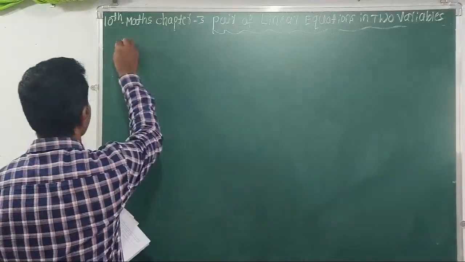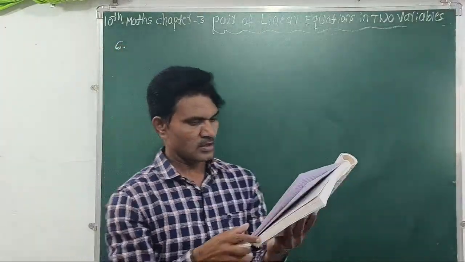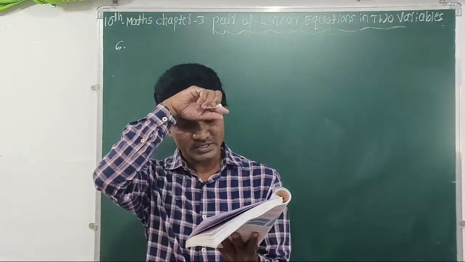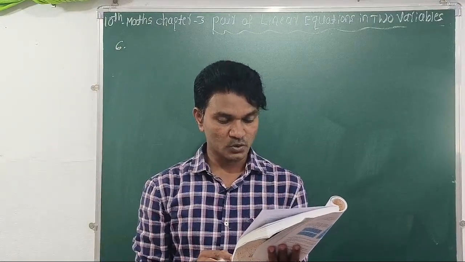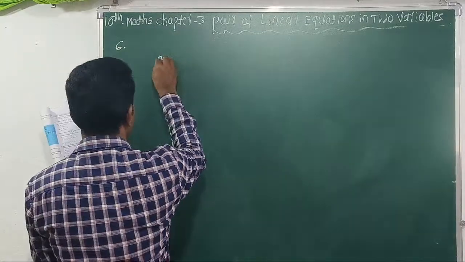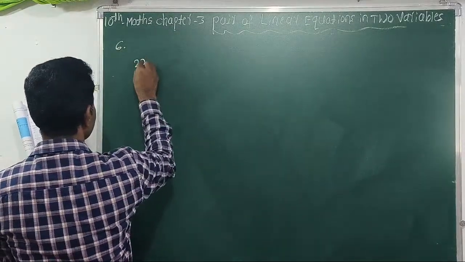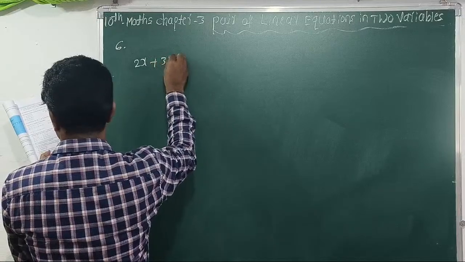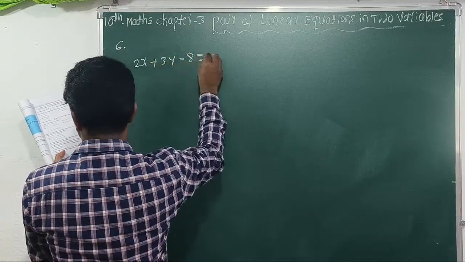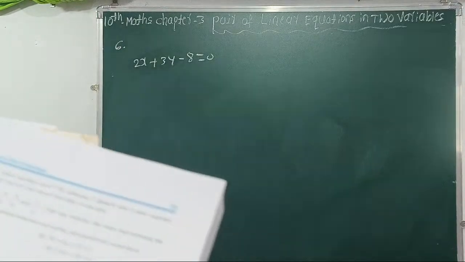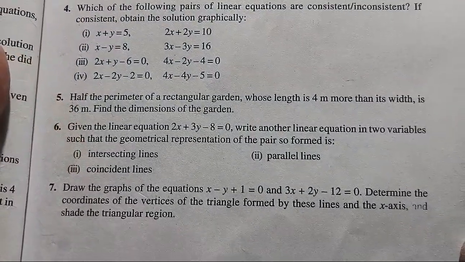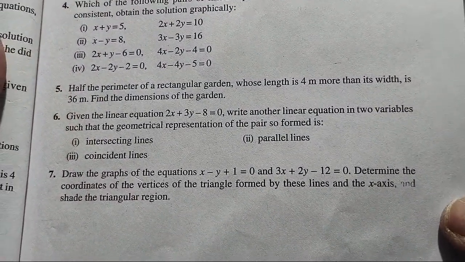Sixth problem. Draw the graphs of equation, given the linear equation 2x plus 3y minus 8 is equal to 0. Sixth question.